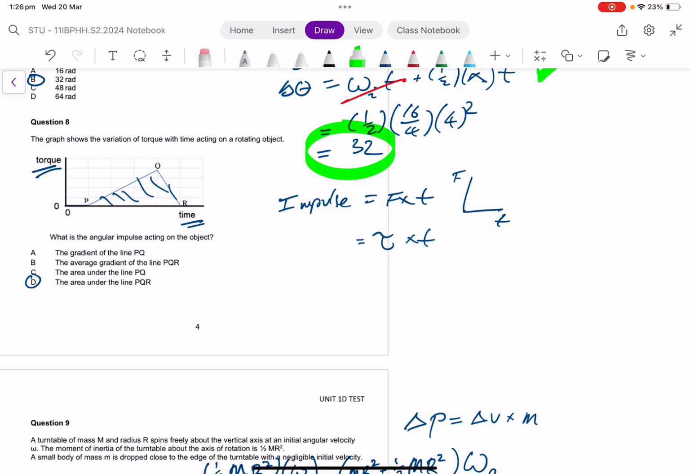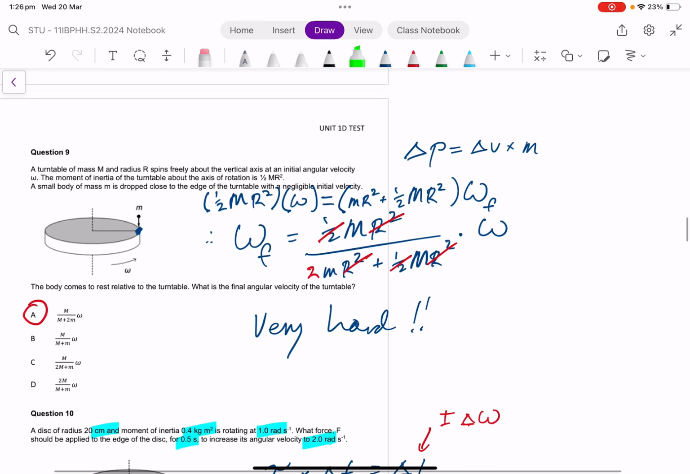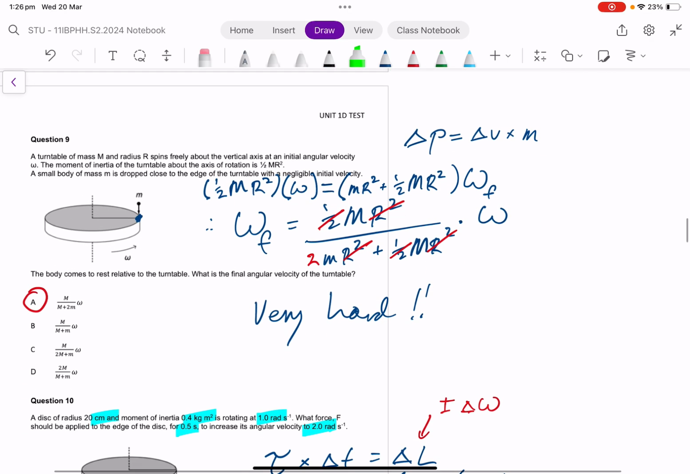Just like question 8, just like the area under a force-time graph gives us impulse, the area under a torque-time graph will give us angular impulse. So it is the area under PQR. That was actually pretty well done. Next job. Here we go. A little bit of working out here.